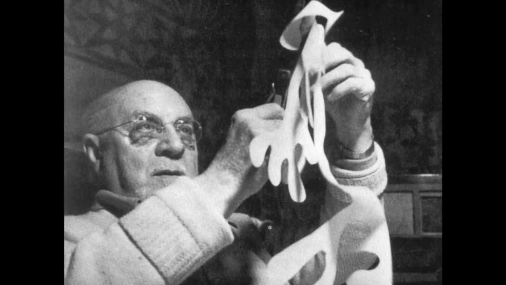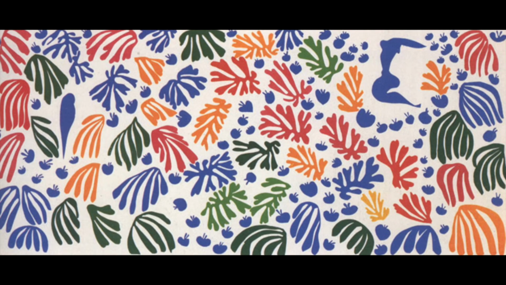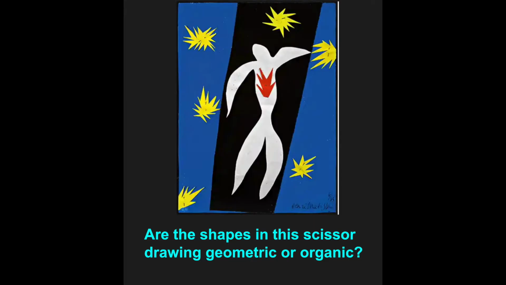They said that even when he was bedridden and very ill and old, he still kept his scissors with him and cut out all of the little organic shapes. Here's another example of his work. During his lifetime, he did all kinds of other artwork, such as printmaking and sculpture. Look at this scissor painting. Do you think it's geometric or organic?